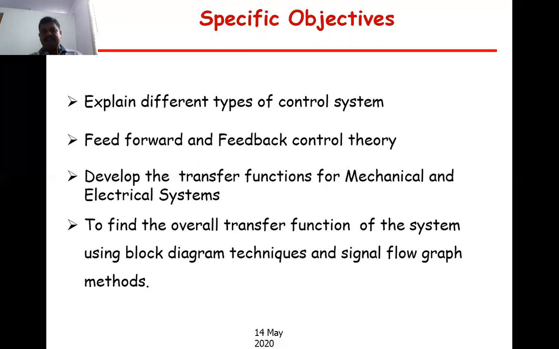There are so many ways of classification for the control system. How will they be different? And what is the basic difference between a feedback system and a feed-forward system? What is the advantage if you go for feed-forward, and what is the disadvantage? And then, for mechanical and electrical systems, in most control systems we are defined only in transfer function format. So how do you find the transfer function of the mechanical as well as the electrical systems? And how to find the overall system transfer function using block diagram reduction as well as the signal flow graph methods.